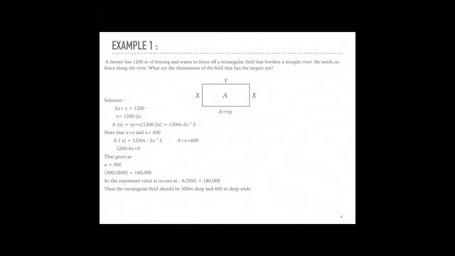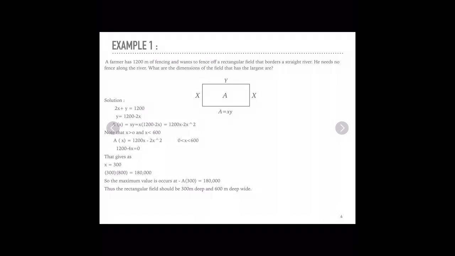So, in example number 1, a farmer has 1,200 m of fencing and wants to fence off a rectangular field that borders a straight river. He needs no fence along the river. What are the dimensions of the field that has the largest area?